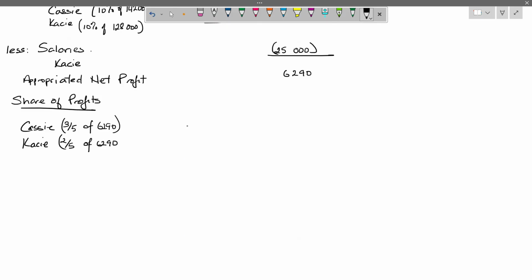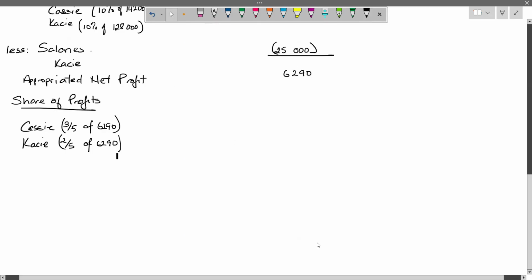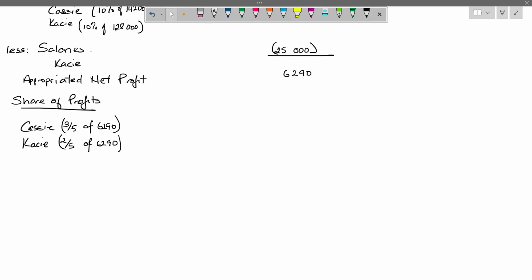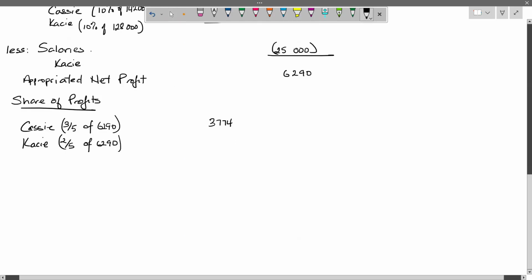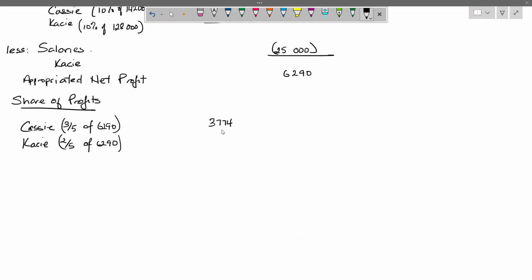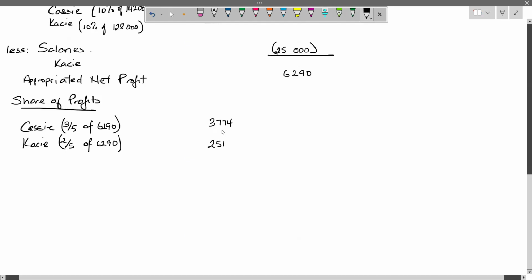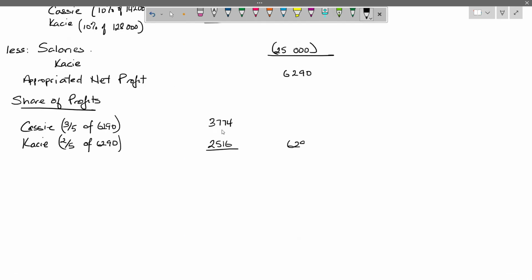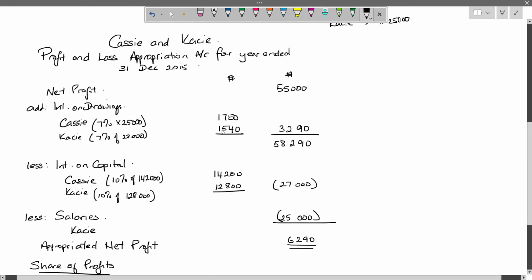Right? So what we could do simply is just divide the 6290 by 5, multiply by 3, that's 3,774. And then if we multiply that by 2, 2516. So you're showing each individual share profit, and then you're showing the total matching back to your appropriated net profit. And this is the appropriation account for KC and Cassie.